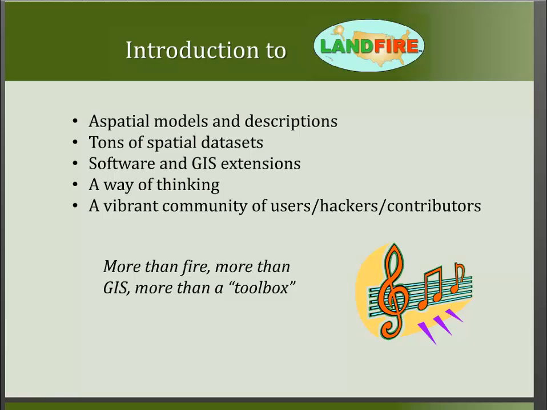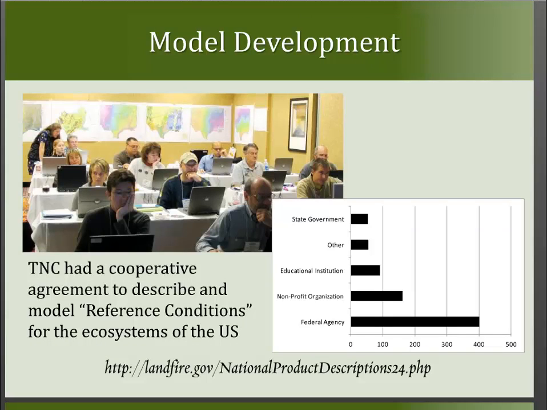So LANDFIRE is technically two spatial data sets that you use in ArcMap or other platforms. It's also models that describe how the ecosystems of the United States looked and worked prior to European settlement. We call this reference conditions. So to me, LANDFIRE produced the country's first encyclopedia of ecosystems. This might be hyperbole. I can't cite anybody on that, but to me it sort of is.